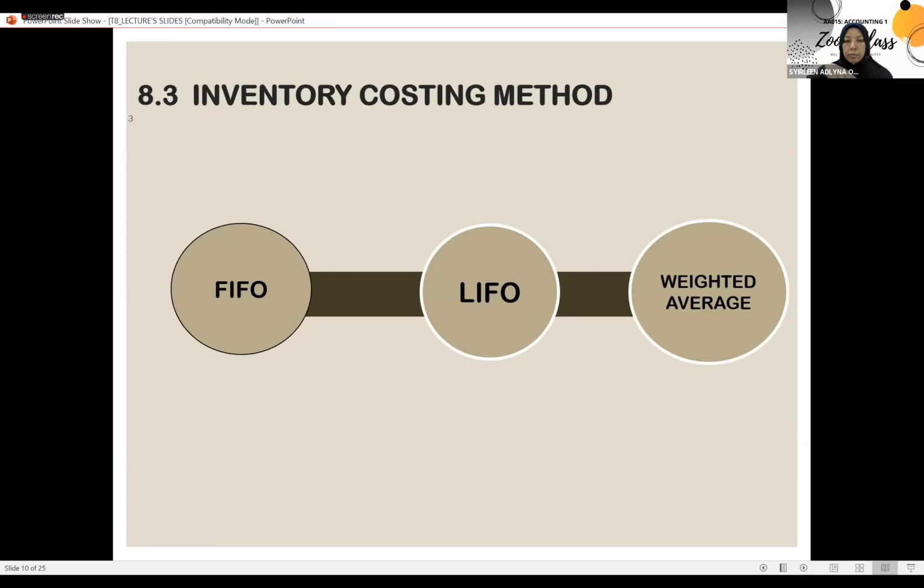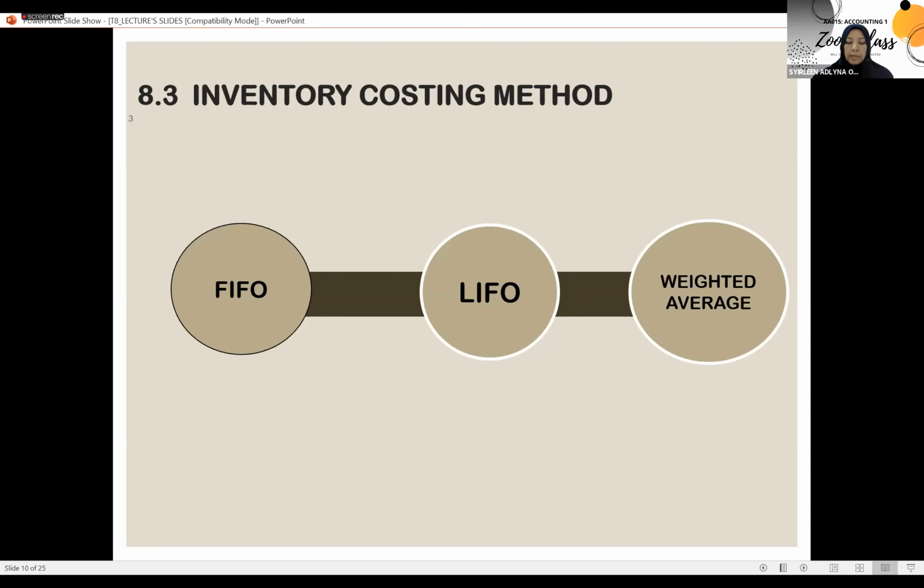Especially when it comes to produk yang ada expiry date. Macam makanan kan, kalau macam makanan apa yang masuk dulu memang yang itu kita akan jual dulu. Okay, sebab dia ada expiry date. Tapi there are certain items yang kita tak guna FIFO, tapi kita guna LIFO. LIFO means last in, first out.